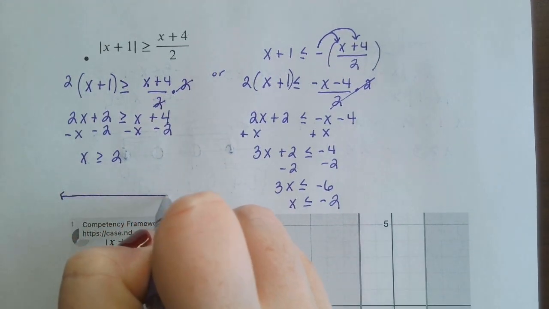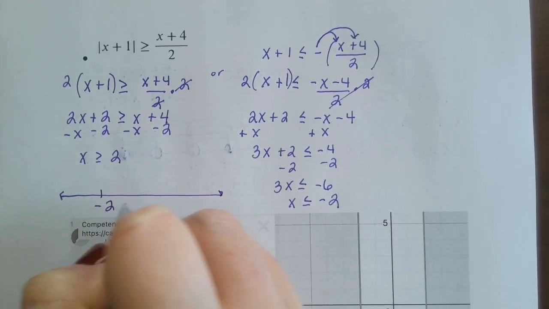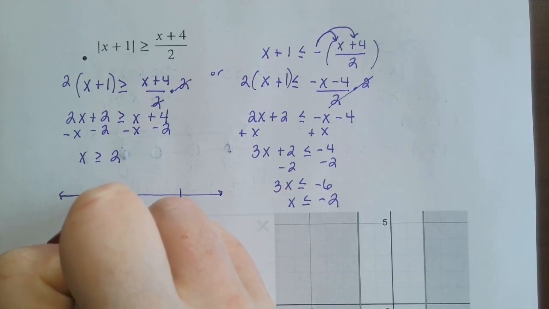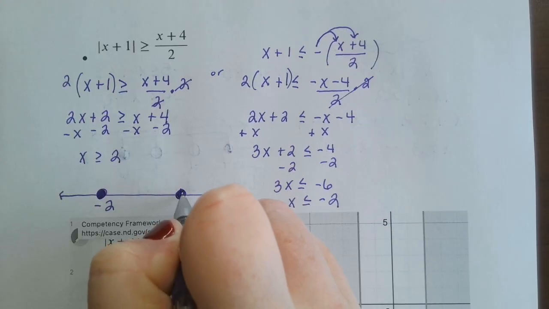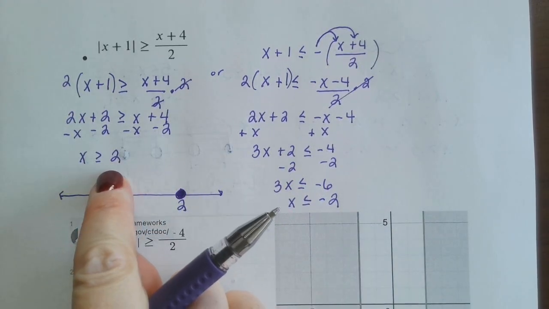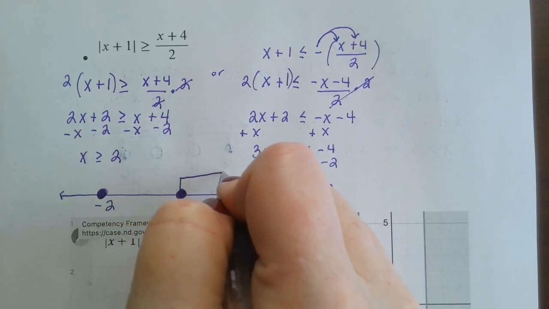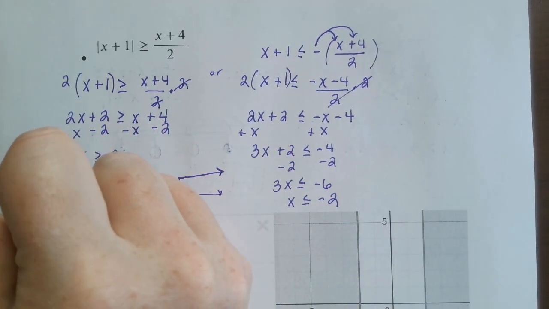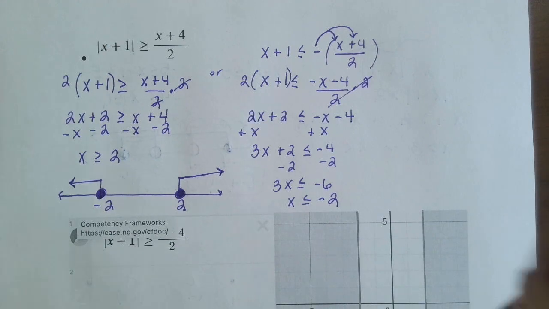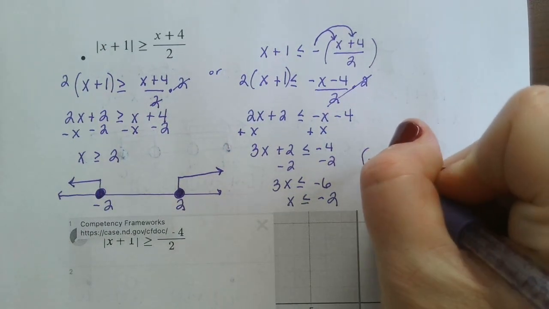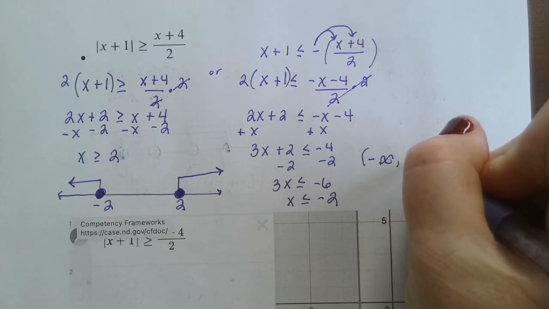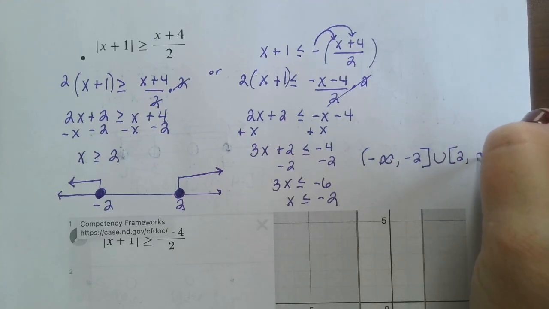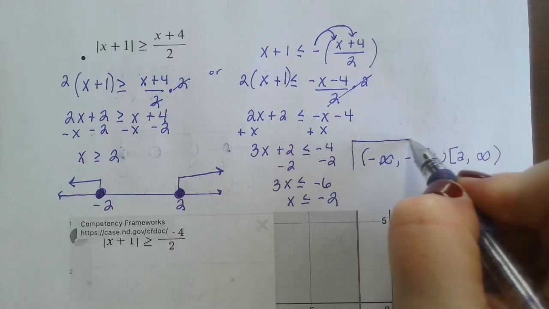So when I think about my number line, I have negative 2 and I have positive 2. Both are included because it's greater than or equal to or less than or equal to. My x values have to be greater than or equal to 2, and here our x values have to be less than or equal to negative 2. So our interval is negative infinity to negative 2 included. Hop over that middle, I get to start back up again at positive 2 and go towards positive infinity.